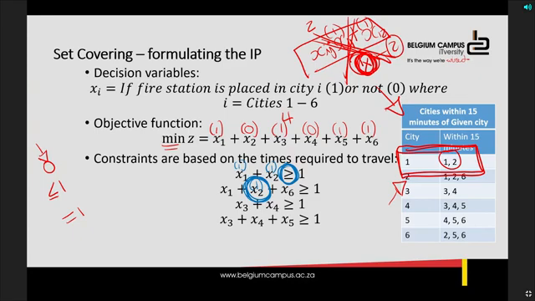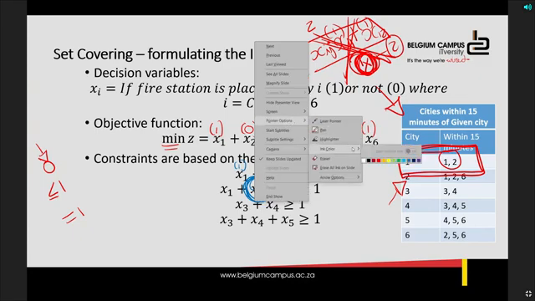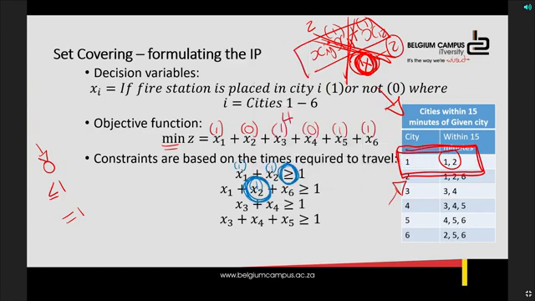Now we go and set it up. So I hope you can already pick it up. You can see that constraint 1 is literally that first block. So if I set up a constraint for that block, I'm saying that for city 1 and 2, I need at least 1 fire station there to cover them. Whether it's in 2 or in 1, we don't know yet. But it's going to just be purely x1 plus x2 greater than or equal to 1.